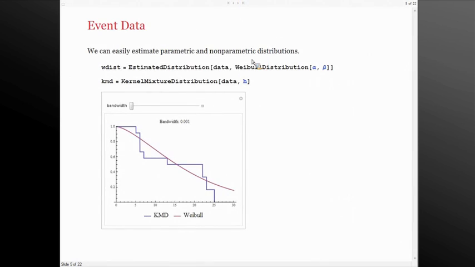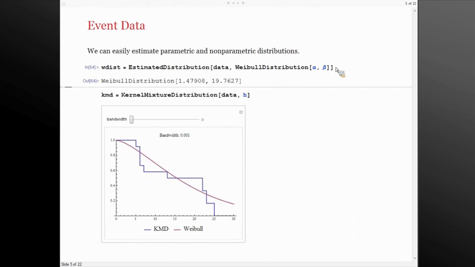So we can compute these descriptive statistics and probabilities right out of the box, but we can also fit models with this pretty directly. So EstimatedDistribution is something that we introduced in version 8 that allows us to estimate parameters for all of our many parametric distributions. We can do this with event data just fine. So here we have a Weibull distribution, which is very commonly used in survival analysis, and I get a maximum likelihood estimate out. We can also do non-parametric estimates.